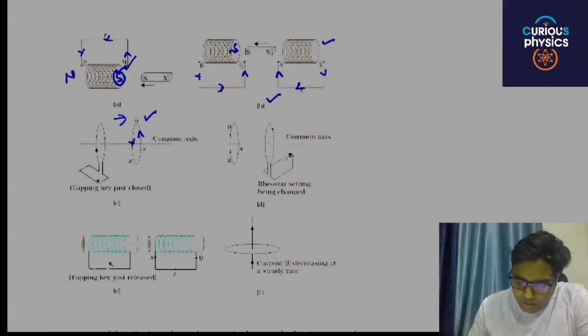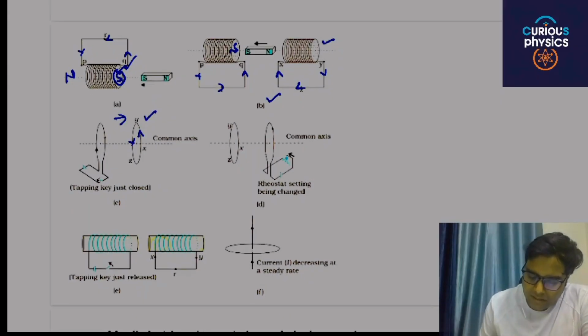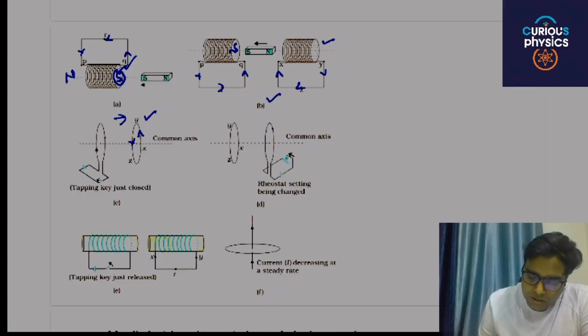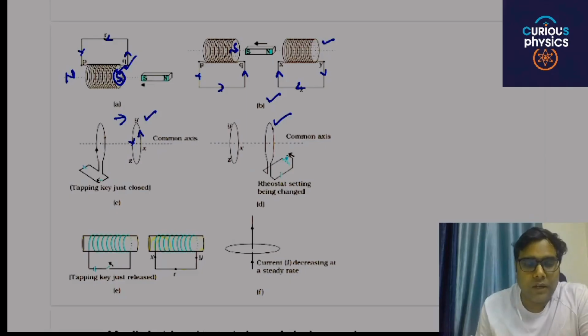In part D, if you increase the resistance in the circuit, then what will be the value of current in this particular coil? The value of current will reduce. The value of current will decrease. If the value of current decreases, then the magnetic flux will decrease.